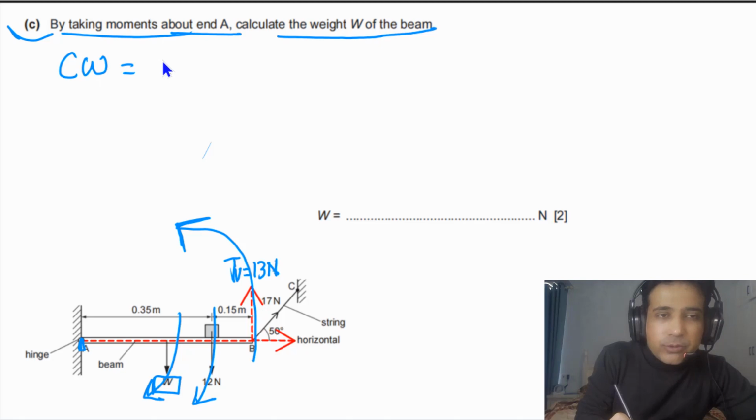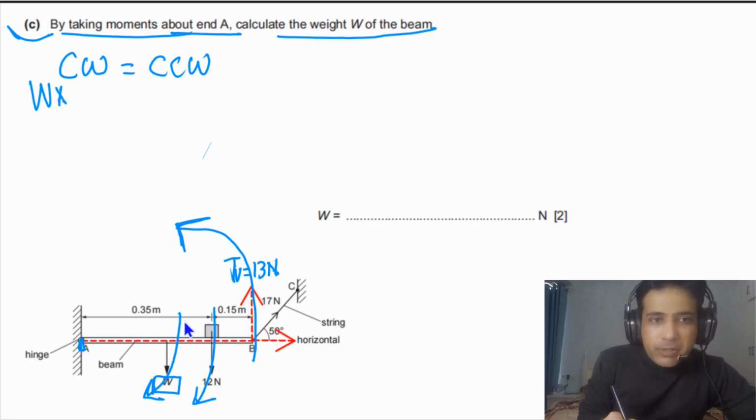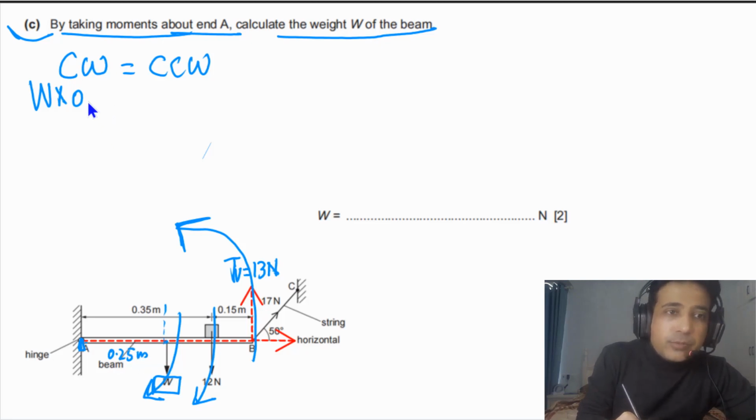The sum of clockwise moments has to be equal to the sum of counterclockwise moments. In this case, we have a clockwise moment due to W, so we can write down W times the distance. The length of this beam is 0.5, so the distance from the weight to this beam will be equal to 0.25 meters. So simply we can multiply this with 0.25 meters.